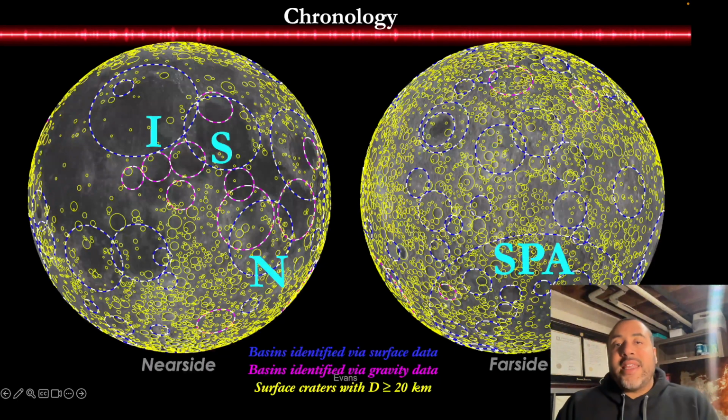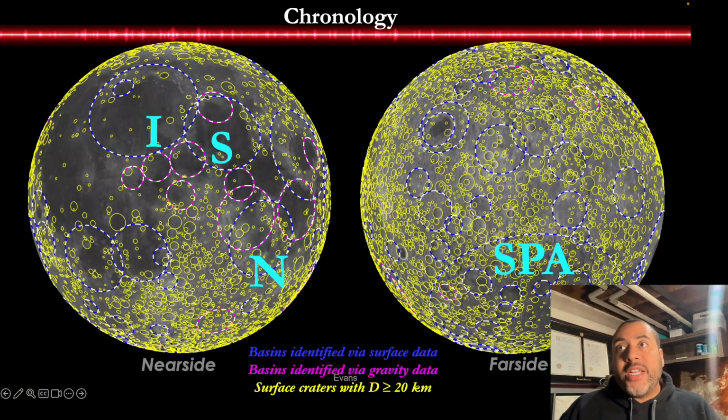So let's take that concept and look at the moon. The moon is where chronology has been the most informative, not only to understanding the moon and its history, but also to the solar system as a whole. What I've outlined here are all surface craters with a diameter of greater than 20 kilometers. On the left, you see the near side hemisphere, which is the portion of the moon that faces Earth at all times. And on the right, you see the far side hemisphere, the part that faces away from Earth that we cannot see from the surface.